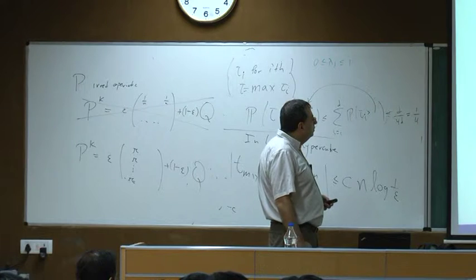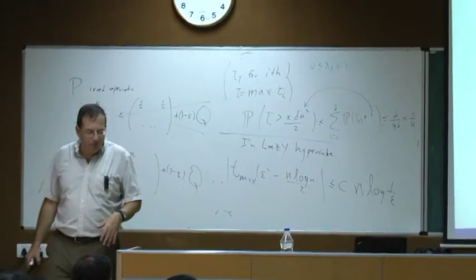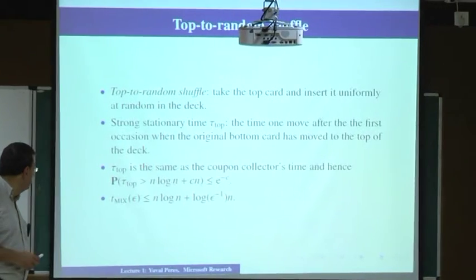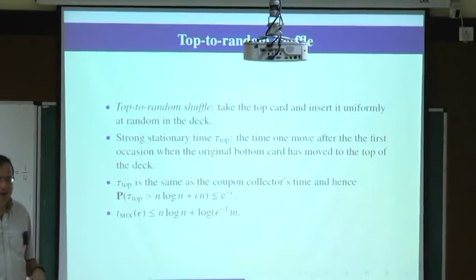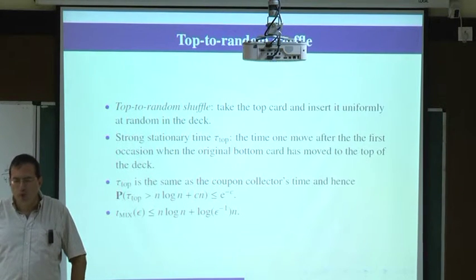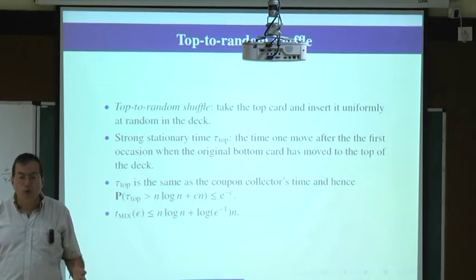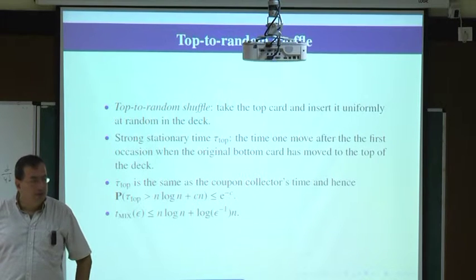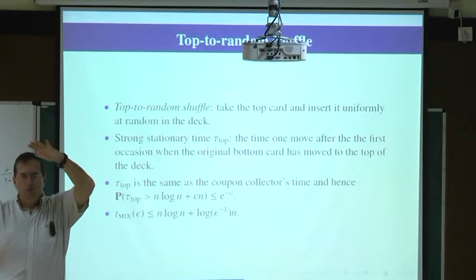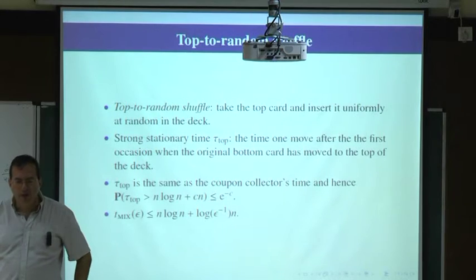Here is another celebrated example of a strong stationary time, in the top-to-random shuffle. This is a non-reversible chain on the symmetric group. We have n cards, and our configuration is just the ordering of the cards. So we have n factorial states. How does the chain move? This is called top to random. We take the top card and remove it and insert it in a random position in the deck.